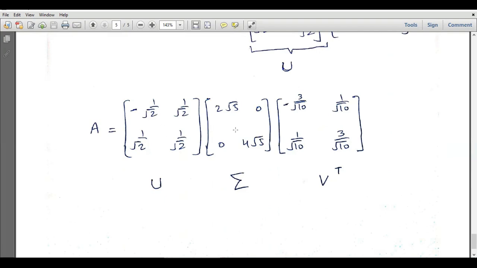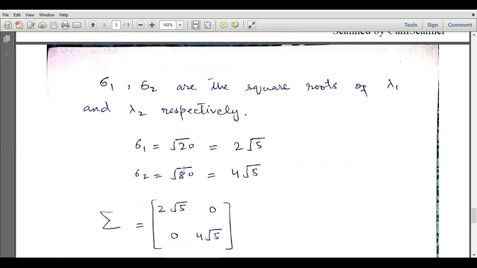So if we multiply these three matrices together, this is our U matrix, this is our sigma matrix, and this is our V transpose. If you multiply these three matrices, you will get this original matrix here. So this is called singular value decomposition.